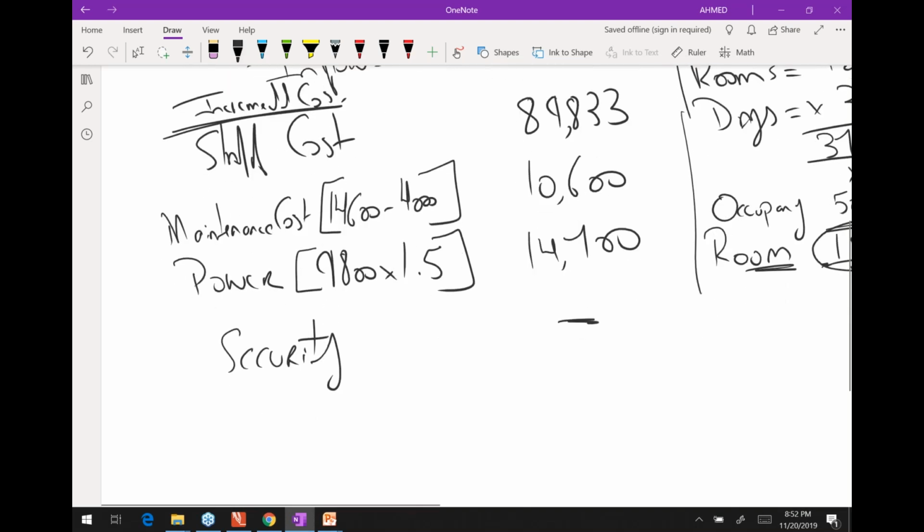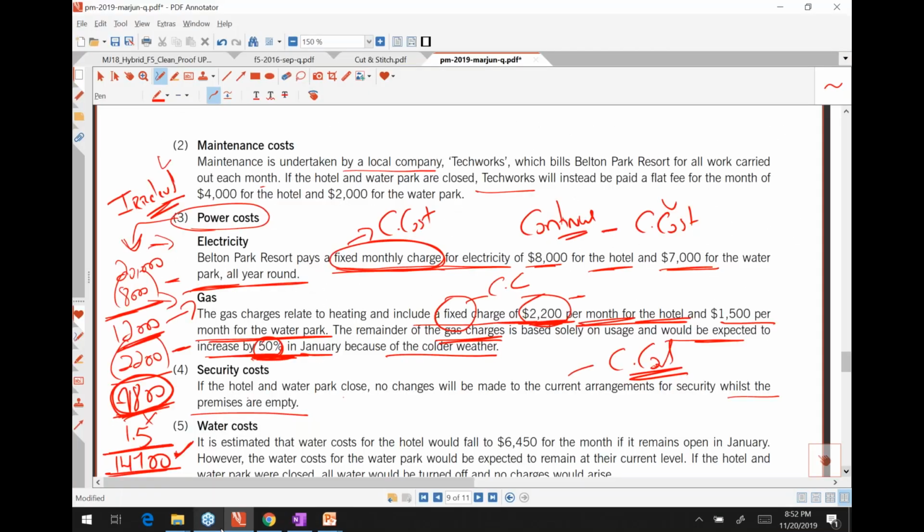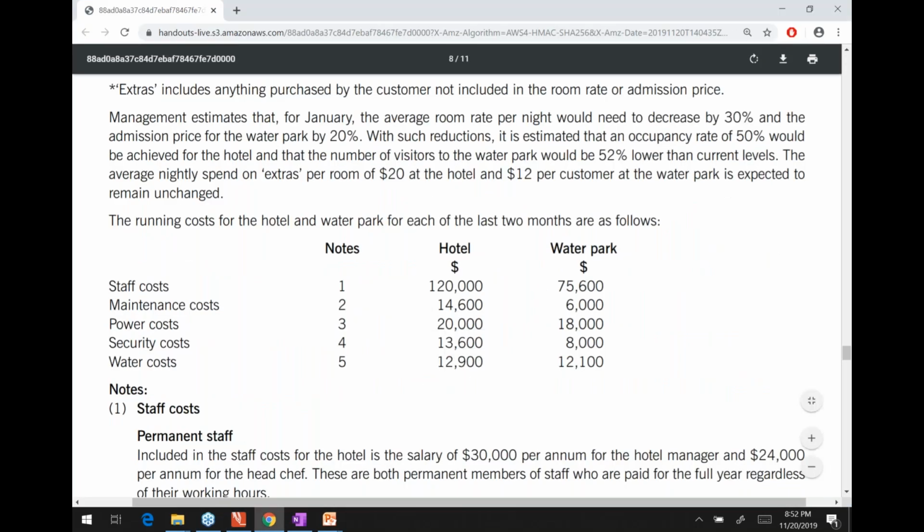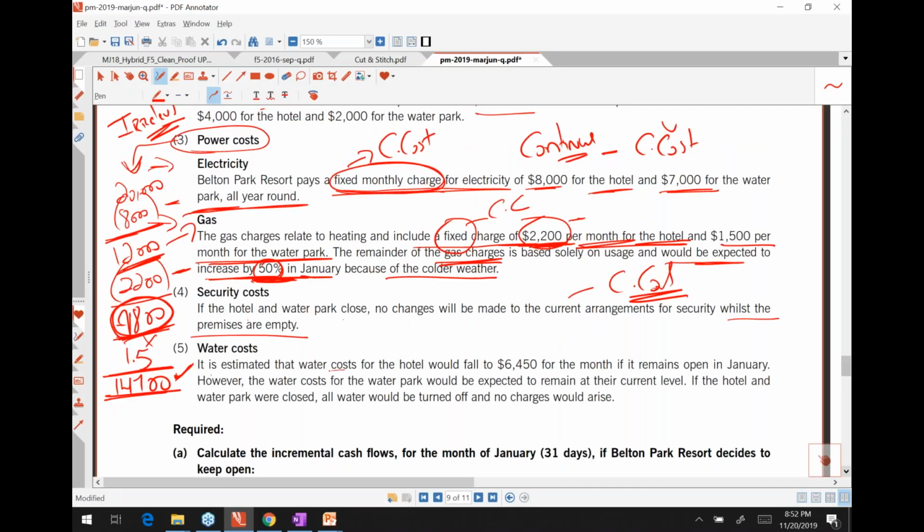Then water. So water 12,900. Let's see what it says. It is estimated that water cost for hotel would fall to 6450 for the month if it remains open in January. And second is for water park, so I'm not reading for water park. So this cost will fall to 6450.